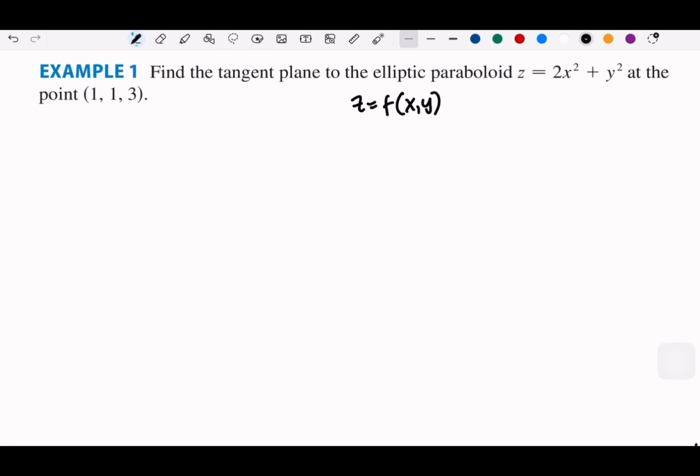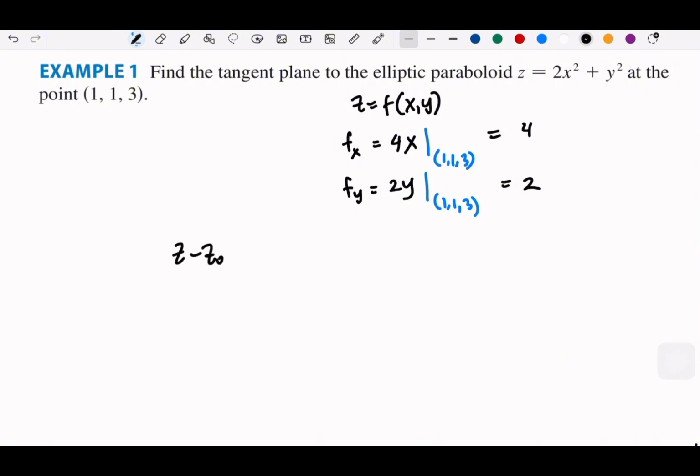So the partial x will be 4x, right? And partial y will be 2y. And taking the point as (1, 1, 3), or you could just put x equal 1 because there's no y and z, this will give you 4, and this will give you 2. I think very simple. And we can write z minus z0 equal partial x at (1, 1), and then this will be, or maybe let me just write the whole formula.